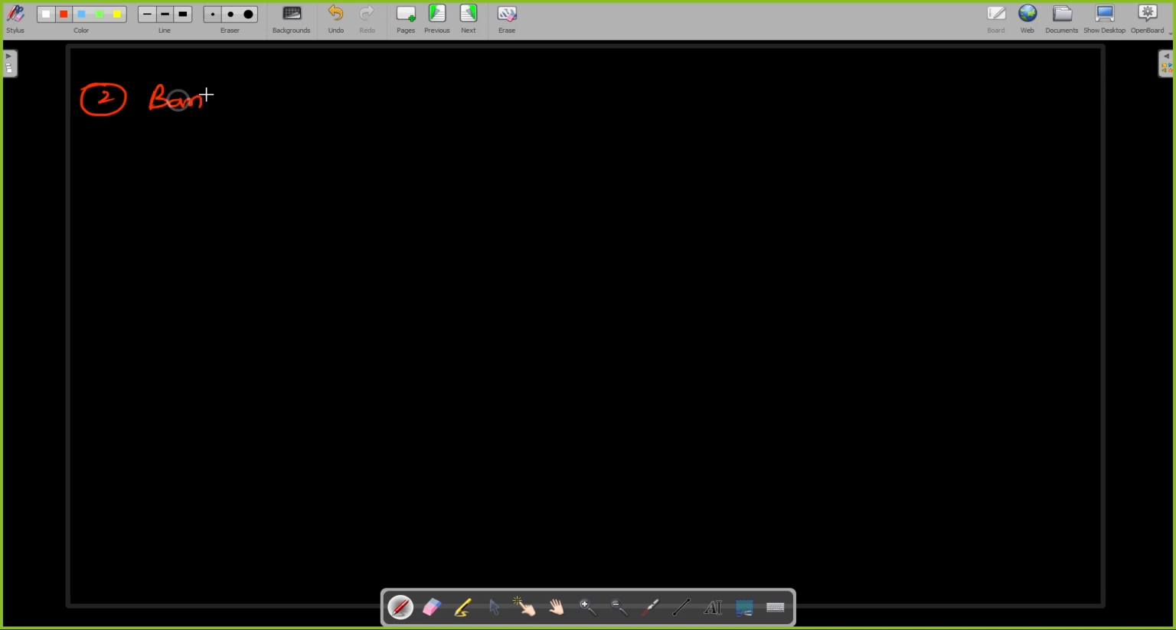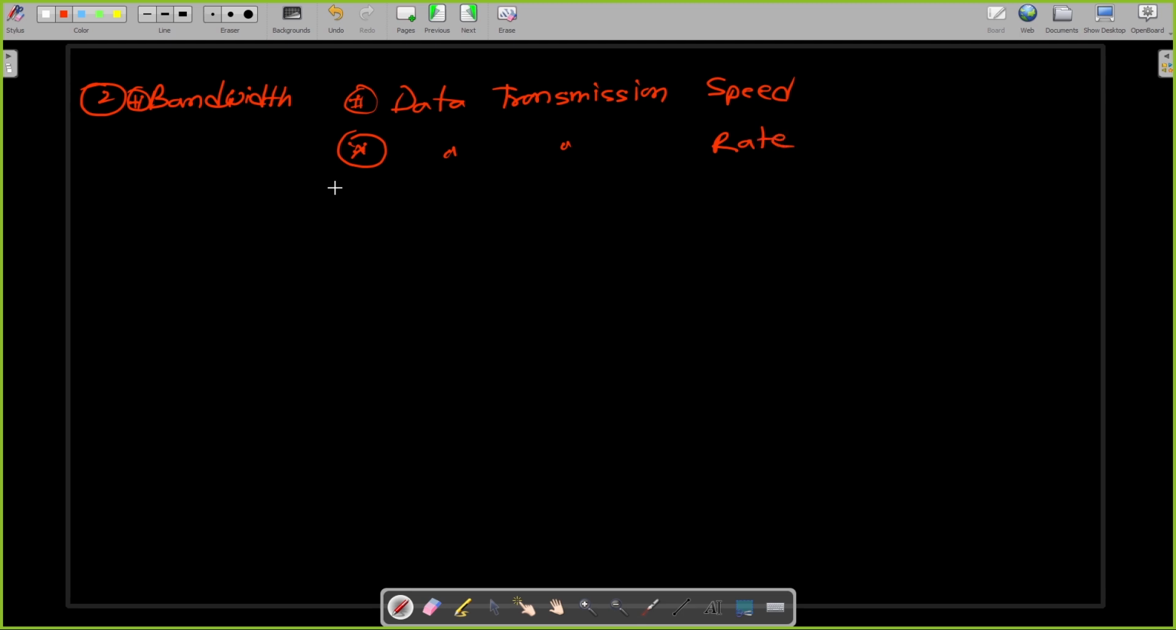our second topic is bandwidth. So what is bandwidth? Bandwidth, or you can call it data transmission speed, or you can call it data transmission rate. And also we have another question, that is what is BPS. The full form of BPS is bit per second. This is BPS. Okay, now data transmission speed, data transmission rate and bandwidth are the same things.